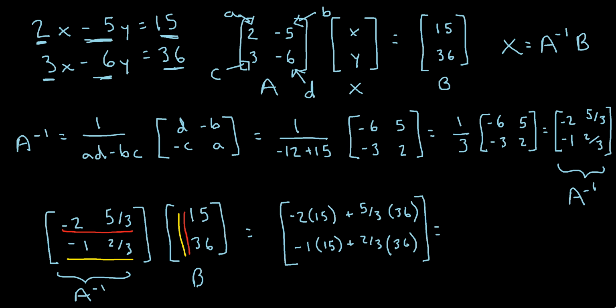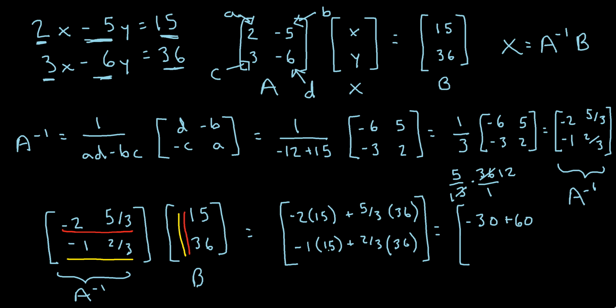So let's see what we get. Negative 2 times 15 is negative 30. And then we have plus 5/3 times 36. If we imagine 5 over 3 times 36 over 1, we can first reduce these fractions by crossing out this 3, so divide by 3, and dividing the 36 by 3 to make that a 12. So now we just have 5 times 12, which is 60. So we have negative 30 plus 60.